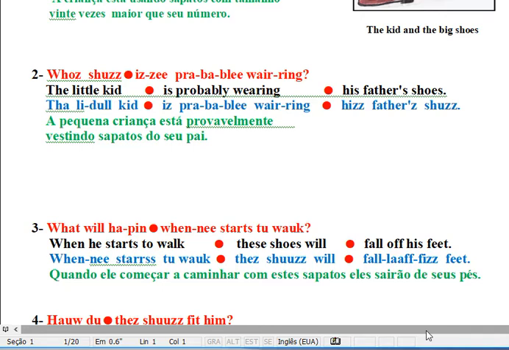Question. Whose shoes is he probably wearing? Whose shoes is he probably wearing? The little kid is probably wearing his father's shoes.